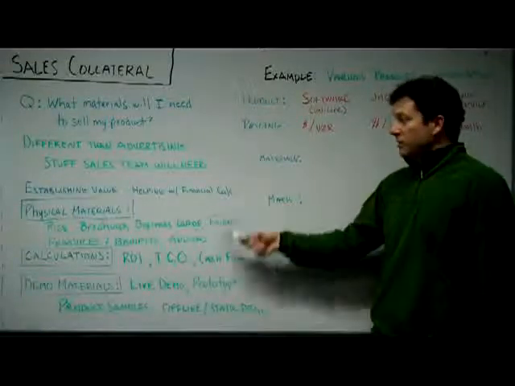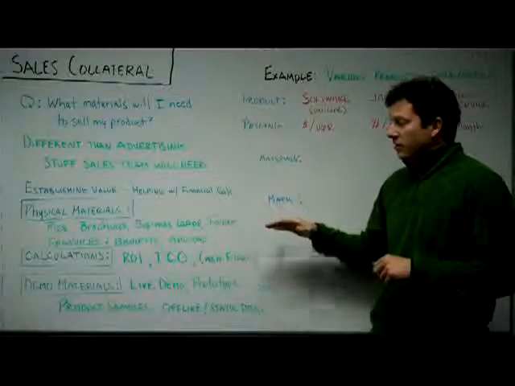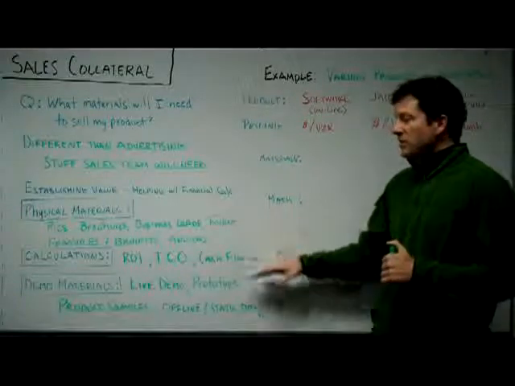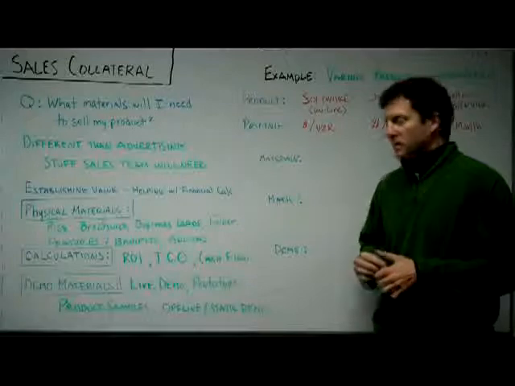So let's split sales collateral into three pieces as a simple starting place. Physical materials, calculations, and demo materials or demonstration materials. Each of these plays a role, and most sales collateral can be classified in one of these three pieces.